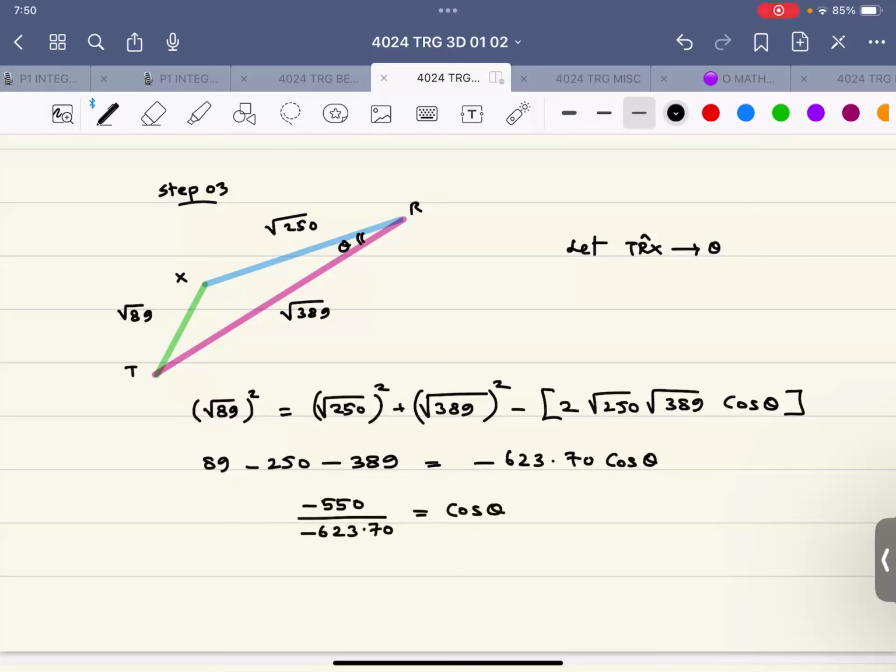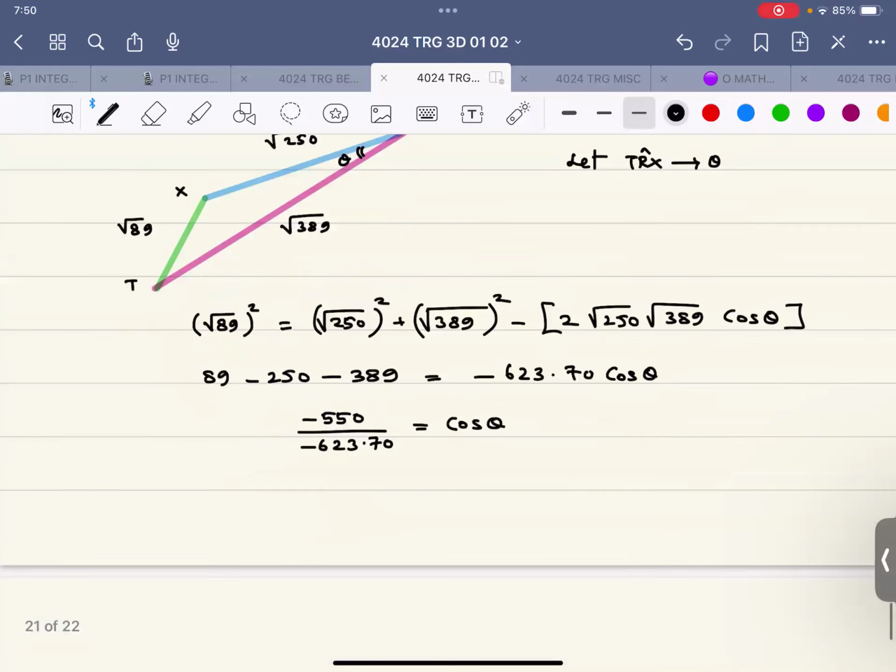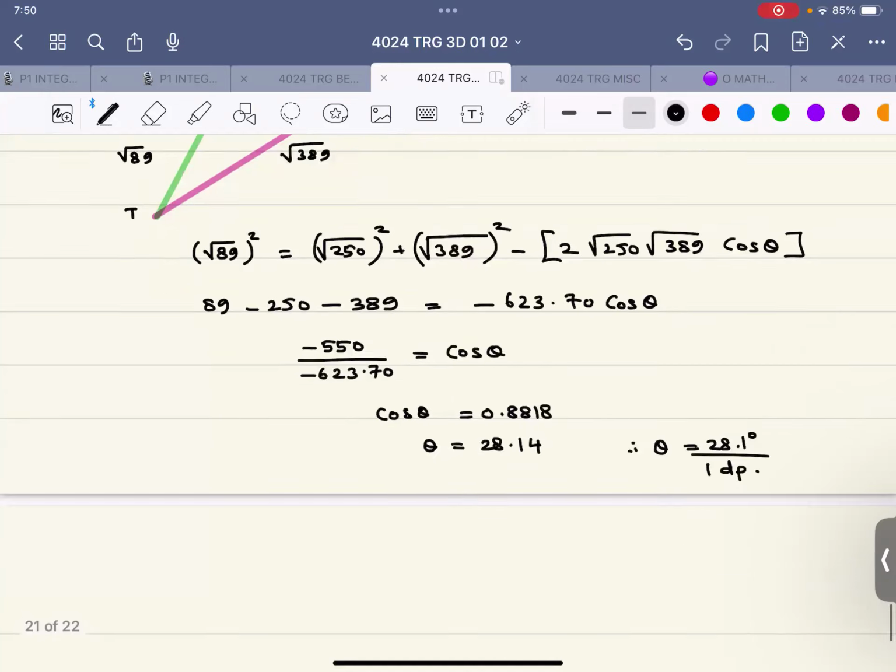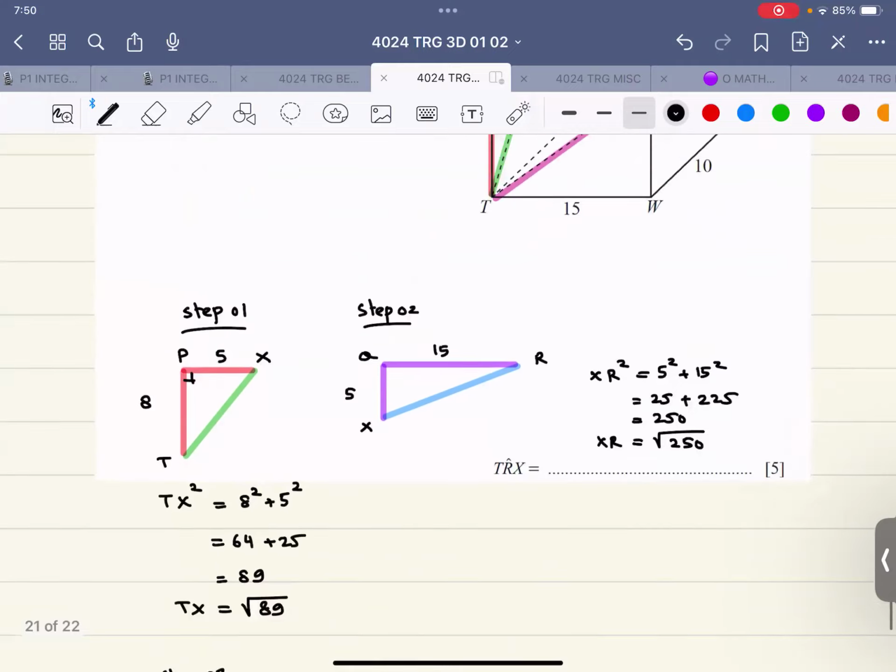So let me divide. So 550 divided by 623.7, this comes out to be 0.8818. So therefore cosine theta is 0.8818, and therefore shift and cosine, and this comes out to be 28.1614. So therefore theta is 28.1 degrees, correct to 1 decimal place. Now let's double check. The answer is not given over here, but it makes perfect sense.